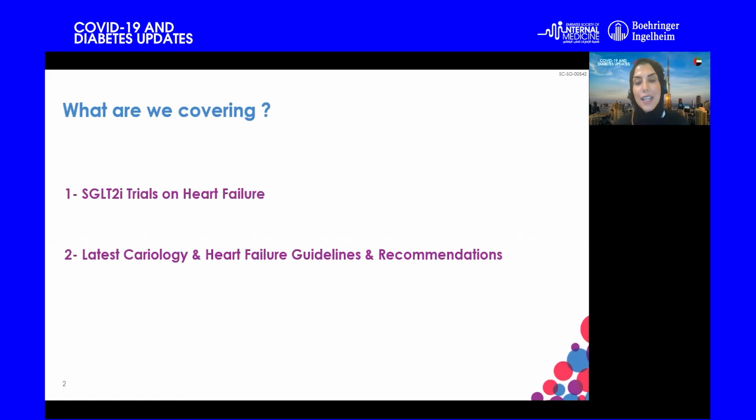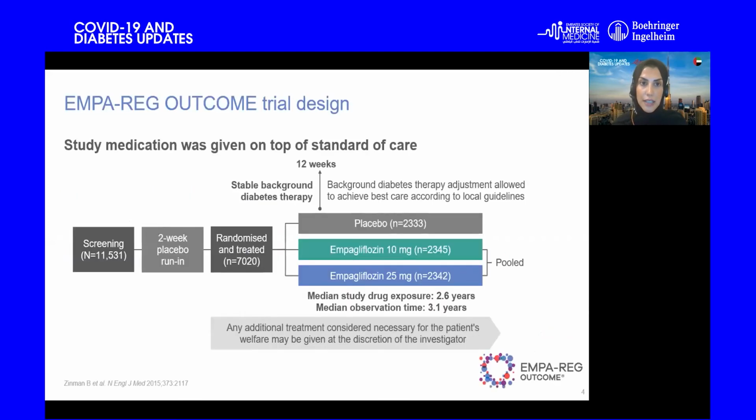So basically, in our presentation today, we would be covering the latest SGLT2 inhibitor trials on heart failure, in addition to the latest guidelines and recommendations in both cardiology and heart failure.